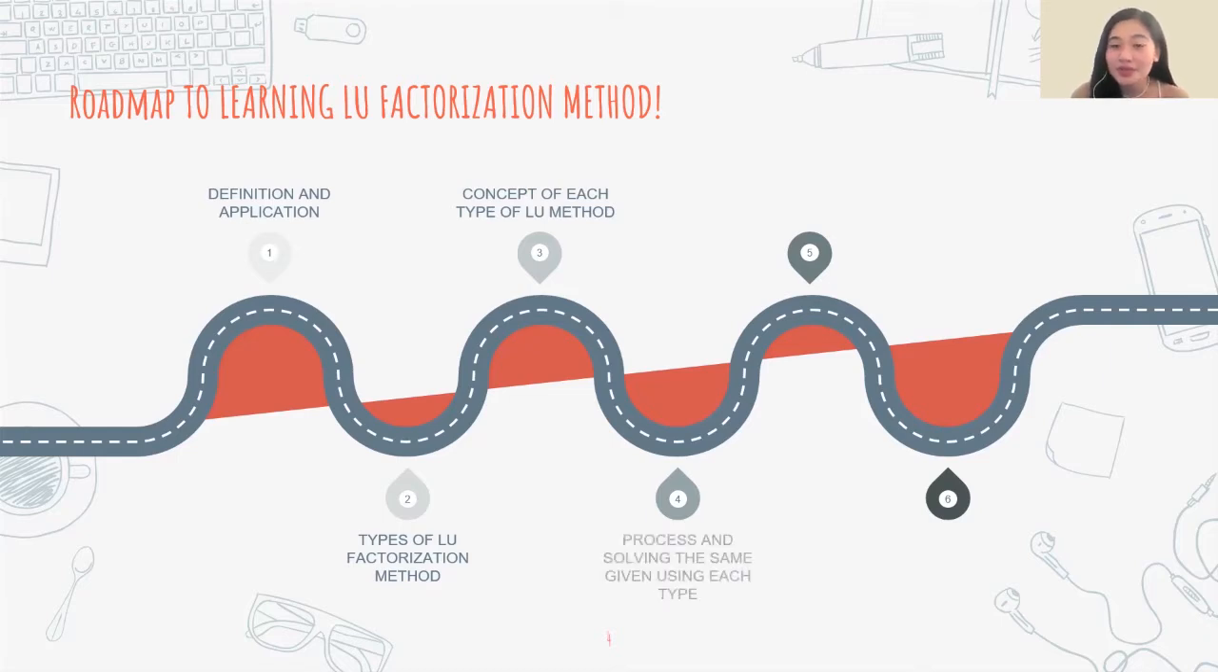Our fourth one would be the process of solving the same given equation by means of using different types of the LU factorization. And lastly, the takeaway in this lesson, because it is important for us to boil it all down to a summary, so that we would have sufficient knowledge to be able to express and perform the LU factorization method.